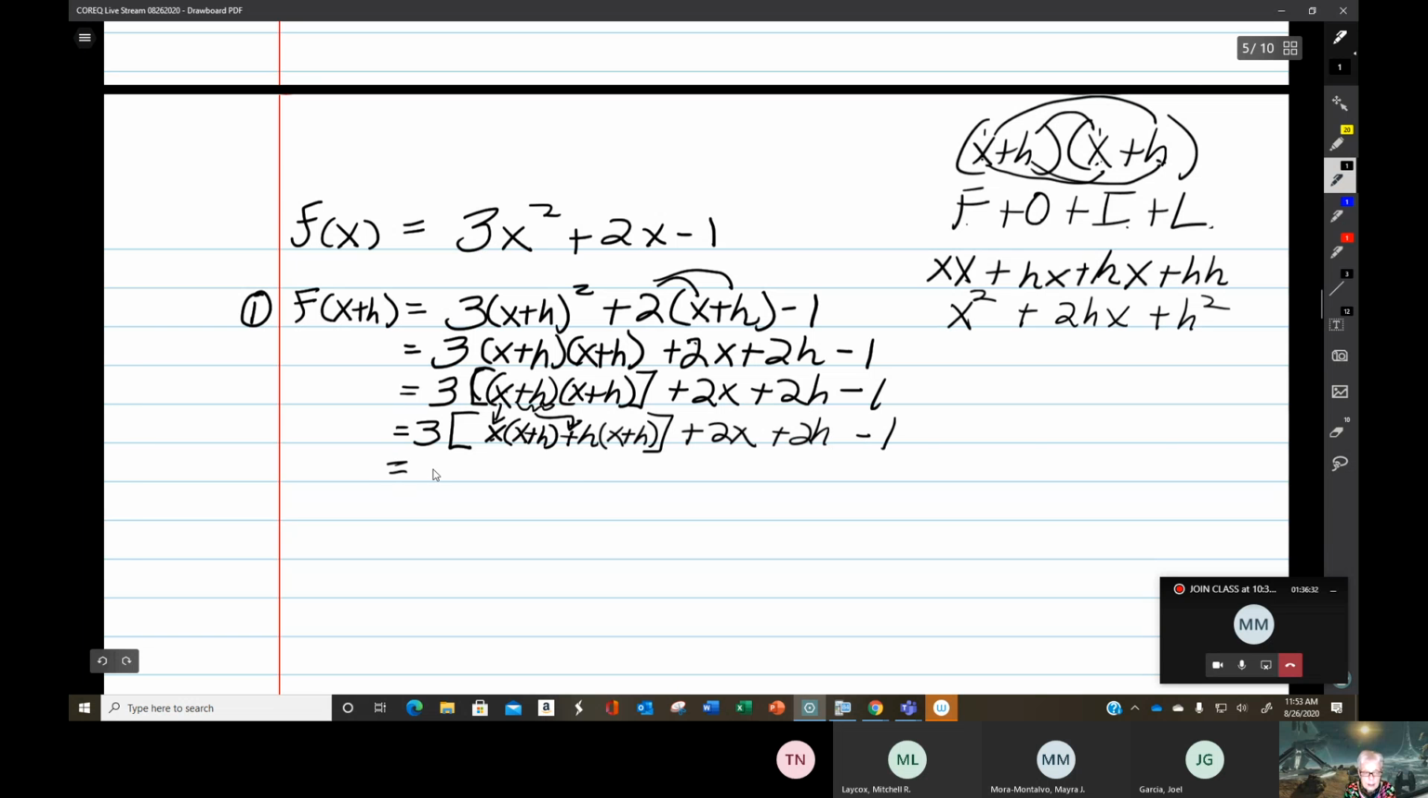And now coming back here, you distribute the x and distribute the x. So you'll have x squared plus hx. And then you distribute the plus h into there and there. So plus hx plus h times h, which is h squared, plus 2x plus 2h minus 1.